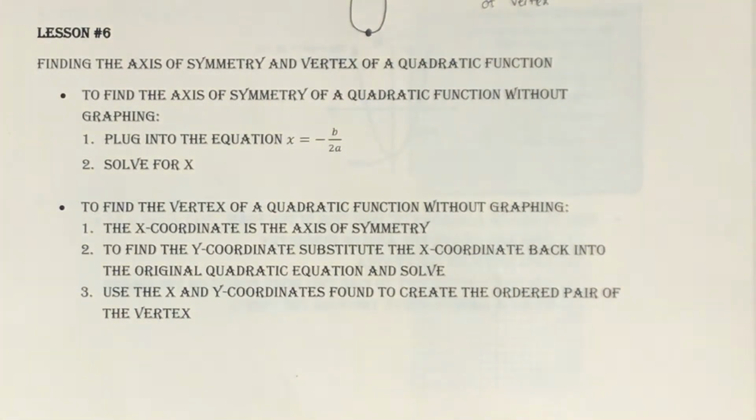So we're on to lesson number 6 in chapter 8, all about graphing quadratic functions. And lesson number 6 is talking specifically about finding the axis of symmetry and the vertex of a quadratic function.